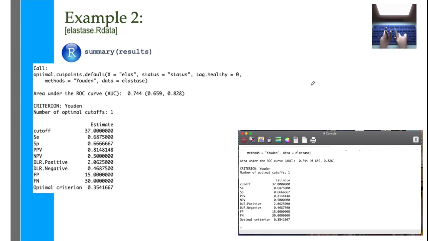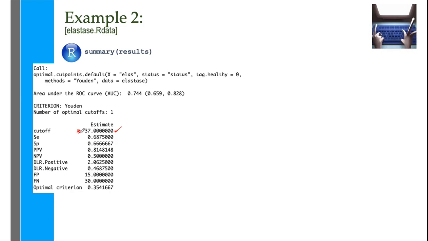So as we can see here that the optimal cutoff is 37, so meaning greater than or equal to 37 is the optimal cutoff in diagnosing patients with CAD. That gives us a sensitivity of 68.8% and specificity of 67%. Now, when asked if the leukocyte elastase was able to distinguish patients with and without coronary artery disease, the answer is yes. So having the AUC of 0.744, the 95% confidence interval here does not contain 0.5. So it rejects the null hypothesis that the AUC is equal to 0.5.